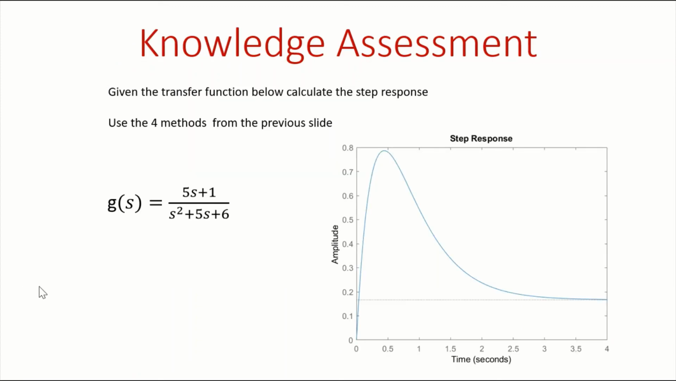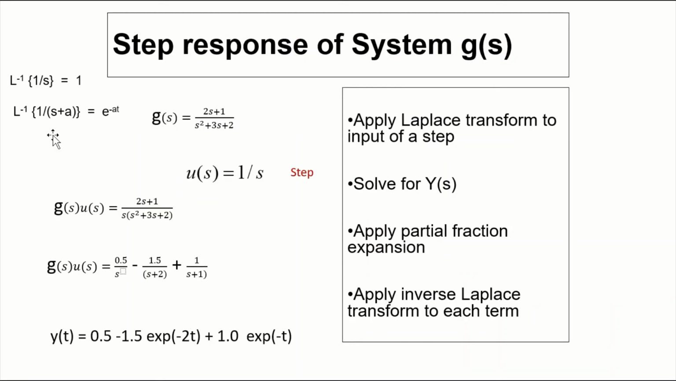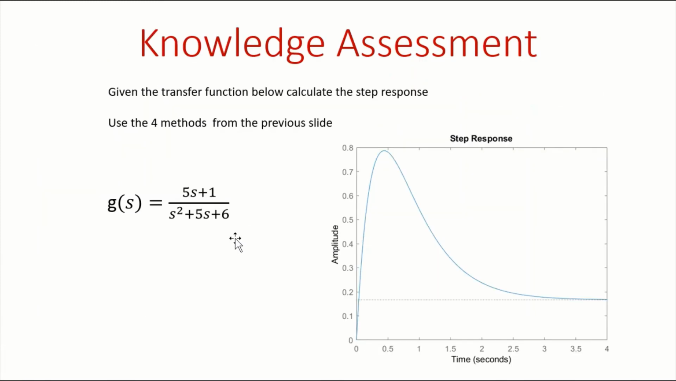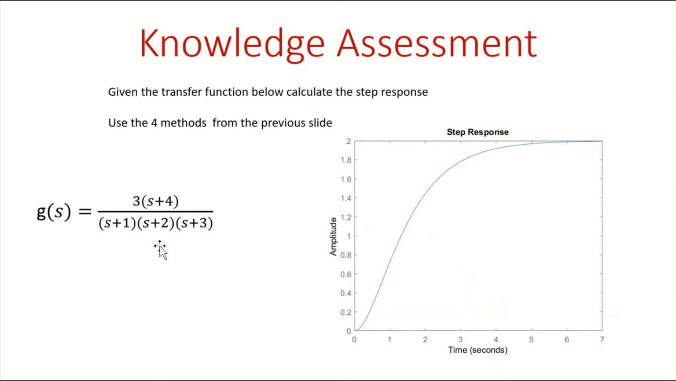So here's a little problem. 5s plus 1 over s squared plus 5s plus 6. Here's the step response here. It's quite a bumpy system, a bit like an Alton Towers ride. But you can have a go now at taking the 4 different methods that we've got. Have a go at these 4 methods and see if you can solve this problem using the 4 different methods. And here's a second problem, a little bit more complicated. Have a go, and there's the step response there. So see if you can solve this one using the 4 different methods.